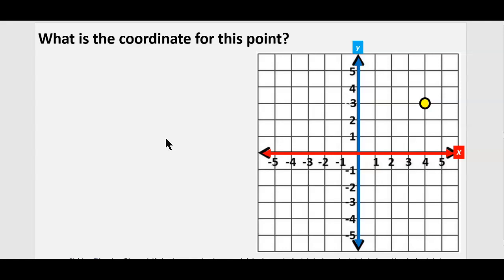We're going to finish up lesson 4.09, coordinate plane and distance on a coordinate plane. Okay, so let's get started. What is the coordinate of this point?